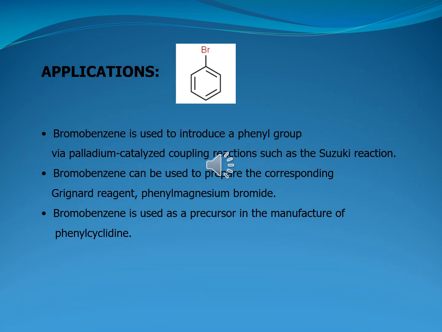Let's see the application of bromobenzene. Bromobenzene is used to introduce a phenyl group via palladium catalyzed coupling reactions such as Suzuki reactions. Bromobenzene can be used to prepare the corresponding Grignard reagent, that is phenyl magnesium bromide. Bromobenzene is used as a precursor in the manufacture of phencyclidine.